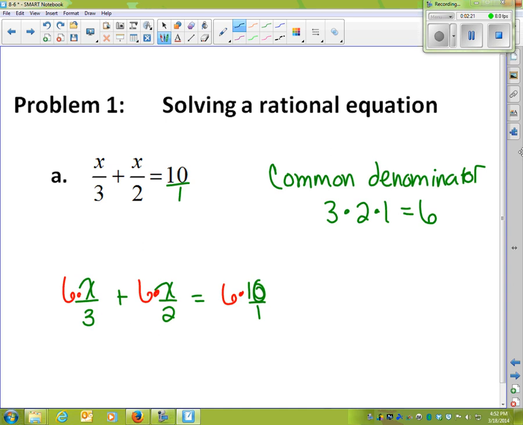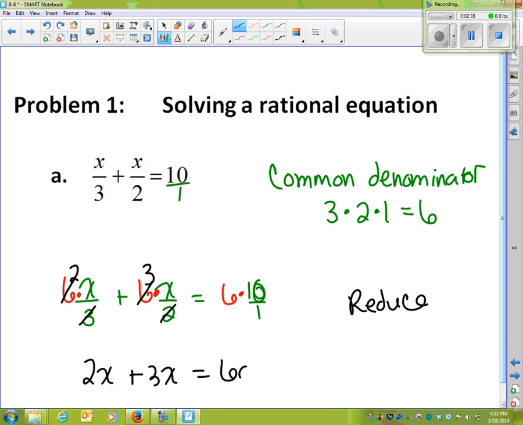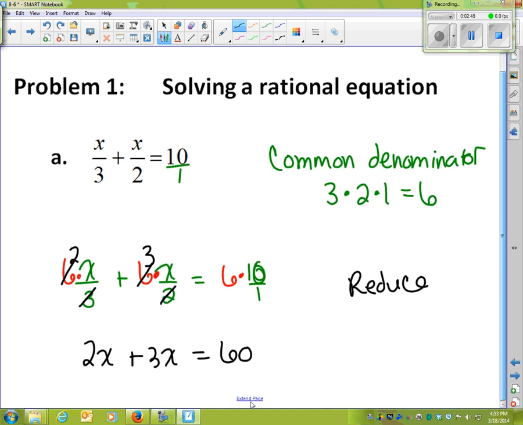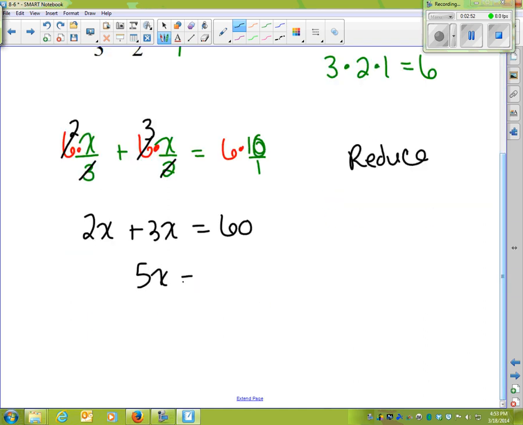Now I can cancel. 6 divided by 3 gives me 2x. 6 divided by 2 gives me 3x. And 6 times 10 is 60. What I've done is I've taken an equation involving denominators and just got rid of those denominators. 2x plus 3x gives me 5x. 5x equals 60. Divide both sides by 5. x is equal to 12.